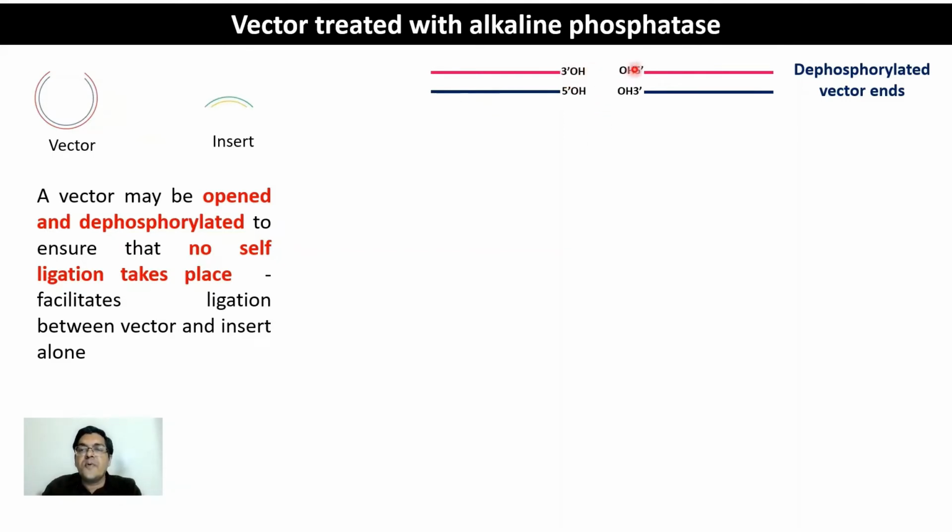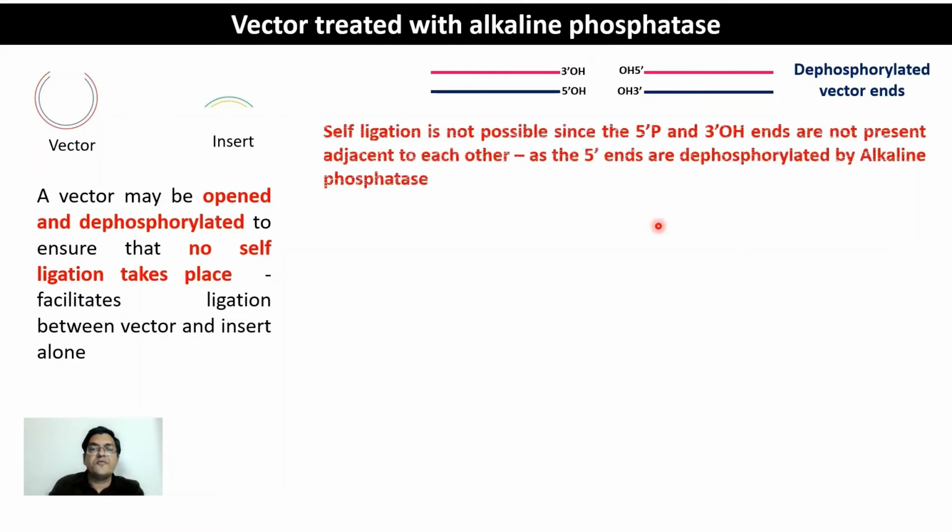Because there is no 5' phosphate on either vector arm, there cannot be a formation of a phosphodiester bond. For the formation of a phosphodiester bond by ligase, you must have a 3' OH and a 5' phosphate. Because there is no 5' phosphate present, the two ends cannot ligate to each other. Therefore, vector self-ligation does not happen. Now let's see how the ligation happens between the insert and the vector. So here is the other idea.